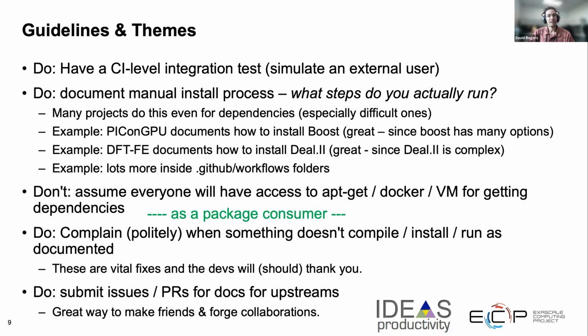You do want to document a manual install process, what steps you would actually run if you did this manually. So not just the artifact that's in the CI that explains to a computer how to install it, but also document the process for installing. A lot of projects go one step further and actually give you some helpful hints on installing dependencies. Some examples that I can call out are PickonGPU's documentation tells you how to install Boost, which is great because Boost can be complicated to install, but if you go and look at their documentation, they tell you how to install it, and now PickonGPU becomes a lot easier to install and use.